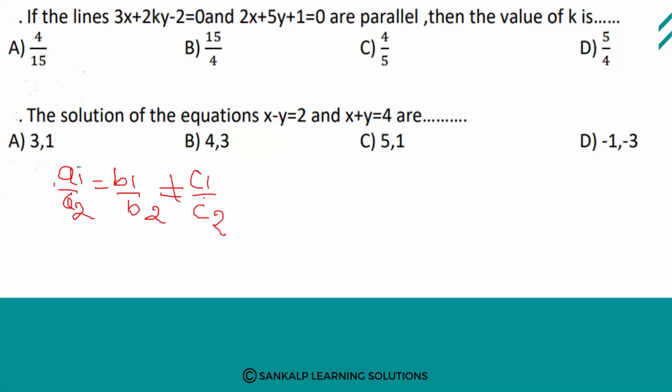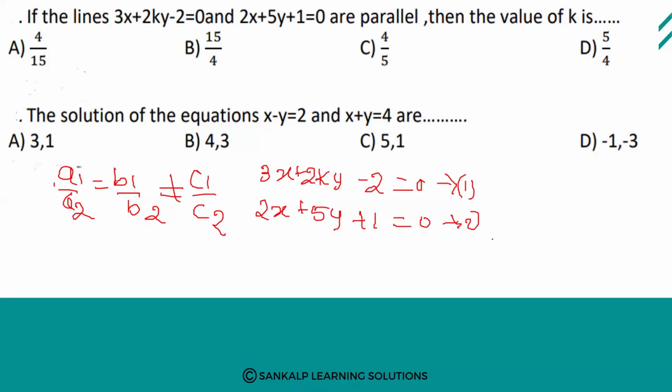Then only the lines are parallel. Okay. So here 3x plus 2ky minus 2 is equal to 0. This is equation number 1. And 2x plus 5y plus 1 is equal to 0. This is equation number 2.